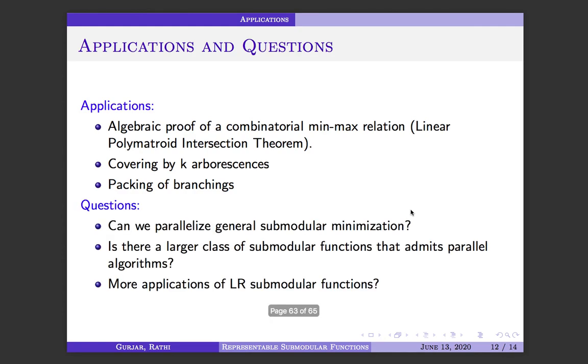And let's end with some open questions. So firstly, what is the parallel complexity of general submodular minimization? Secondly, is there a larger class of submodular functions that admits parallel algorithms? And finally, are there more applications of this new class we defined of linearly representable submodular functions?